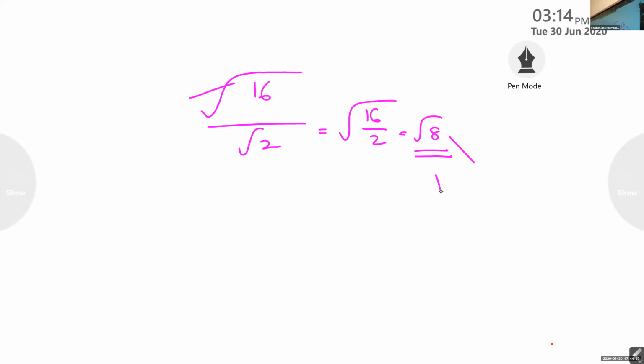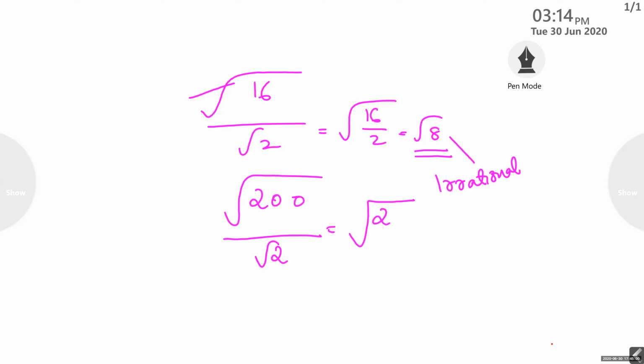This answer is irrational, right? Isn't it? There is no perfect square, so you will get an irrational number as an answer. Okay. Suppose I take root 200 by root 2, you will get root 200 by 2.